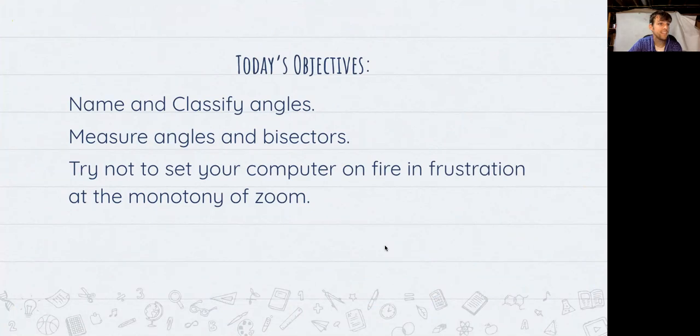And the third thing is, let's try not to set your computer on fire in frustration at the monotony of Zoom. This can be pretty difficult to go through on Zoom, so try not to get too frustrated.